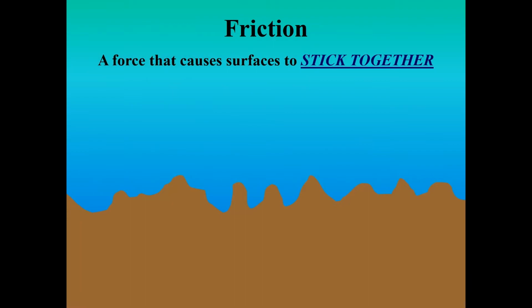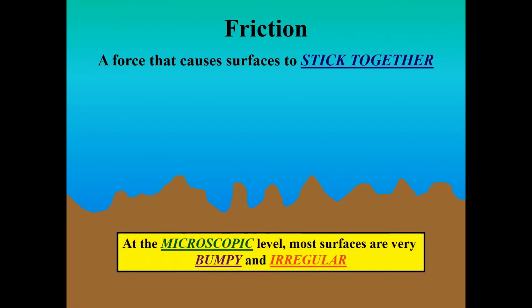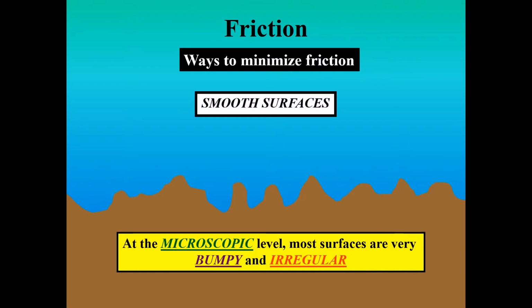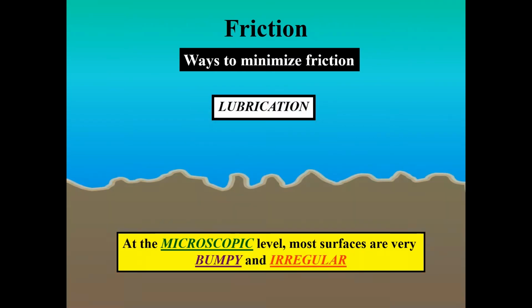So friction is a force that causes surfaces to stick together. If you take a microscopic look at a surface, you're going to see that most surfaces are very bumpy and irregular, kind of like this brown background. There are a couple ways to minimize friction. The first one is to smooth out a surface, so make it a little bit less bumpy. Another way is to lubricate it, so to have something a little bit more slick on top.